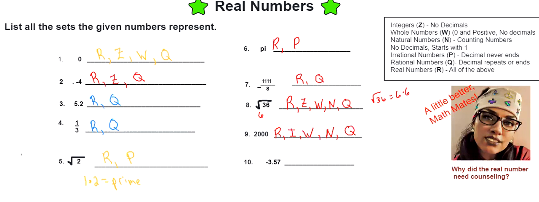All right. One more, mathmates. Negative 3.57. Well, I can put that on a number line, so it's real. It's not an integer because it has a decimal. It's not a whole number because it has a decimal. It's not a natural number because it has a decimal. And natural numbers and whole numbers can't be negative either. Now, does that decimal end? Yep, 0.57. It doesn't continue. So that means it's rational.